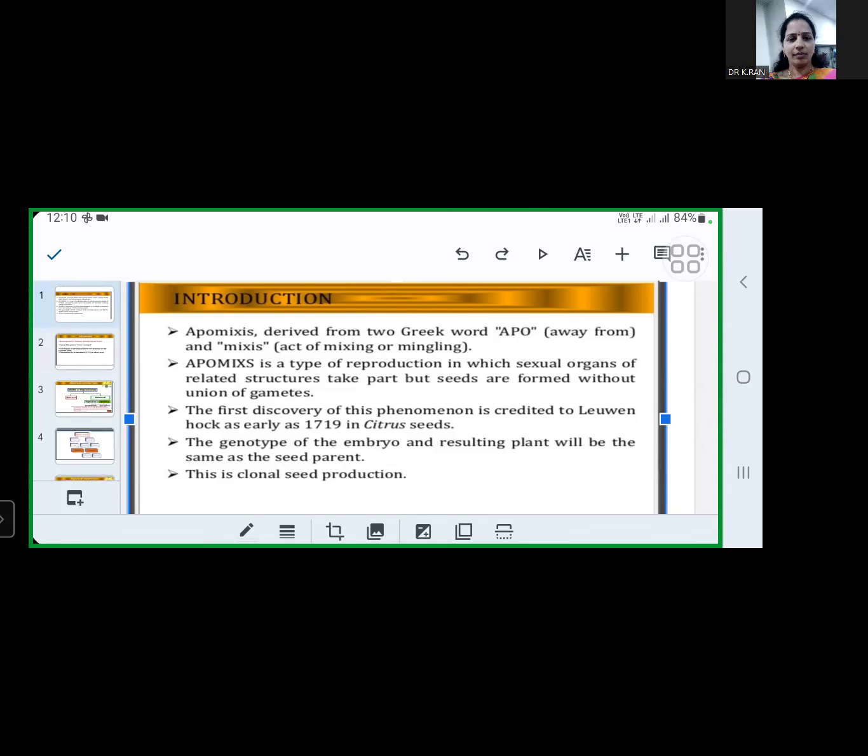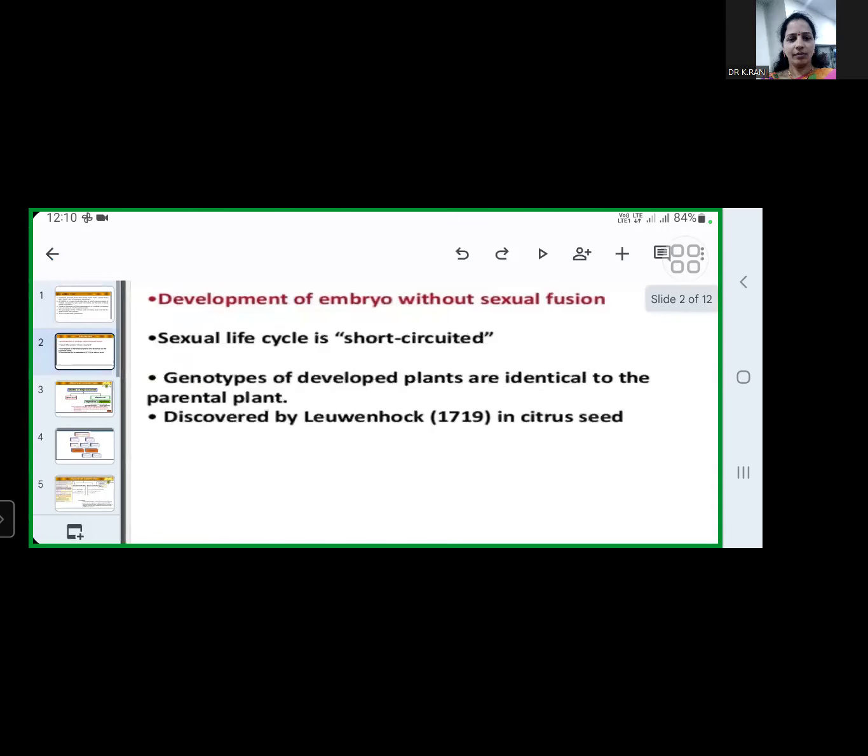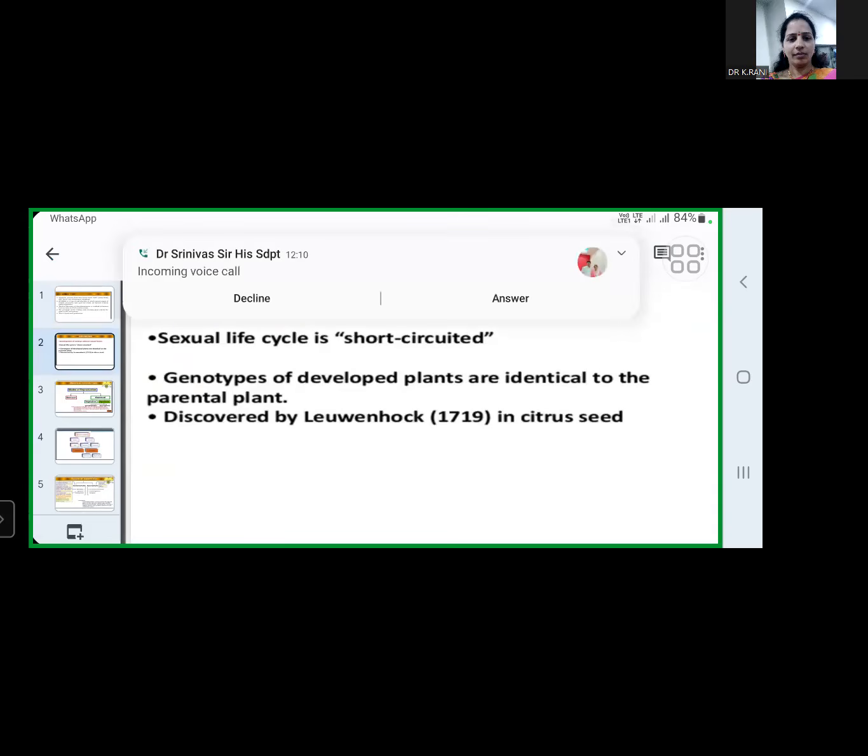This process usually occurs in plants belonging to Asteraceae, Poaceae, Rosaceae, and Rubiaceae. These families, Asteraceae, Poaceae, Rosaceae, and Rubiaceae, all show this phenomenon.